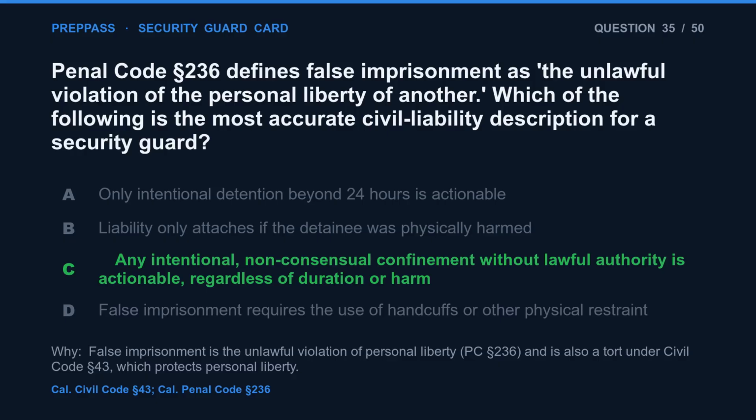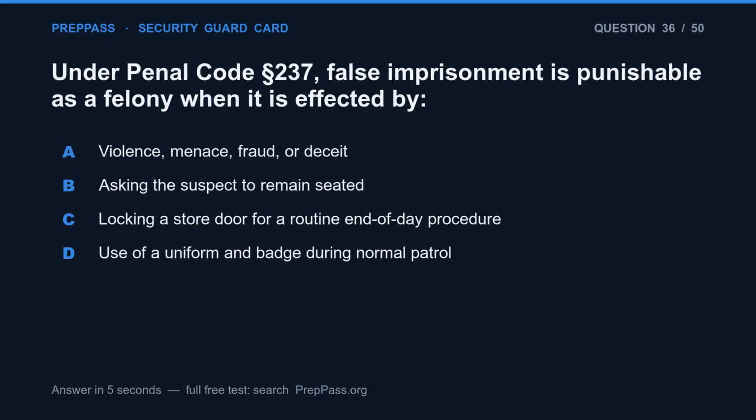The correct answer is C. False imprisonment is the unlawful violation of personal liberty, PC Section 236, and is also a tort under Civil Code Section 43, which protects personal liberty. Question 36. Under Penal Code Section 237, false imprisonment is punishable as a felony when it is effected by A. Violence, menace, fraud, or deceit.